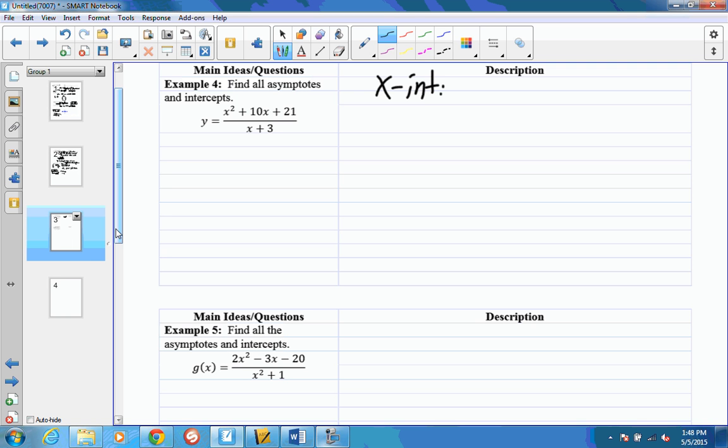But specifically, I want the zeros of the numerator. So I don't want you to find the whole thing. I'm not worried about the denominator. The denominator will give me my vertical asymptotes. But the numerator is where I get all my actual solutions, my x-intercepts, right? So then all that's left is y-intercepts.